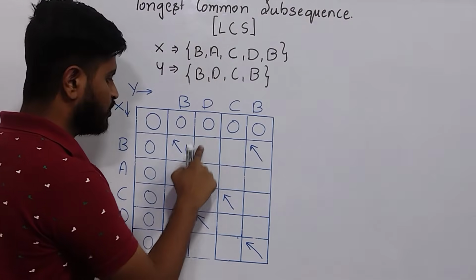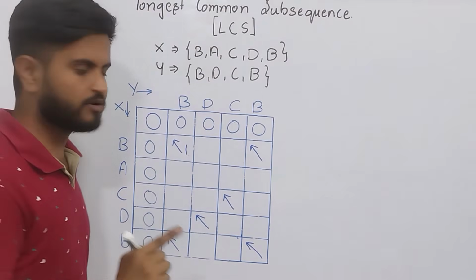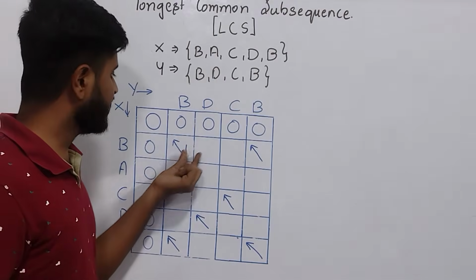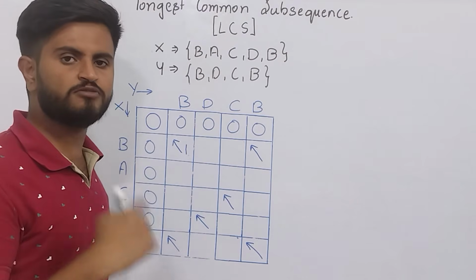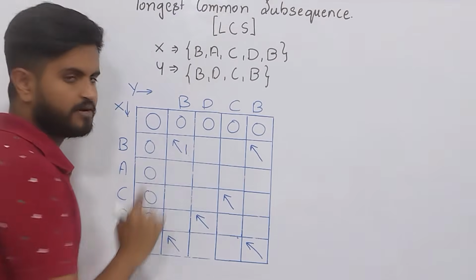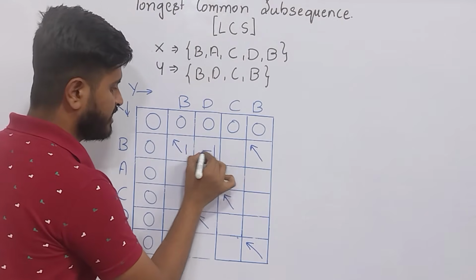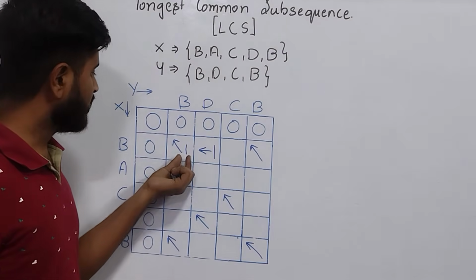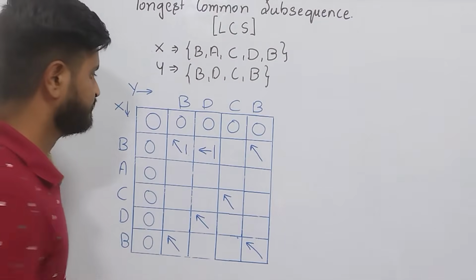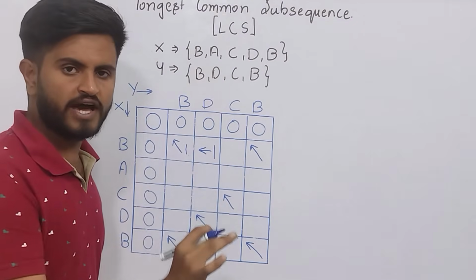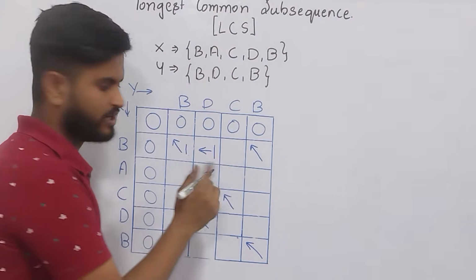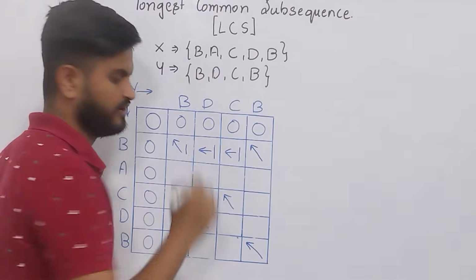But here there is no value and no arrow. So I must look at the left box and the upside box. Among both, whichever has the higher value, I will copy it. Here I have 1, here I have 0, so I must write 1, and I took the left value. Among 1 and 0, 1 was the bigger element and it was on the left side. Now here also there is no arrow, no value, so see the left side and the upside. Among 1 and 0, 1 is the bigger value and it is from the left side.